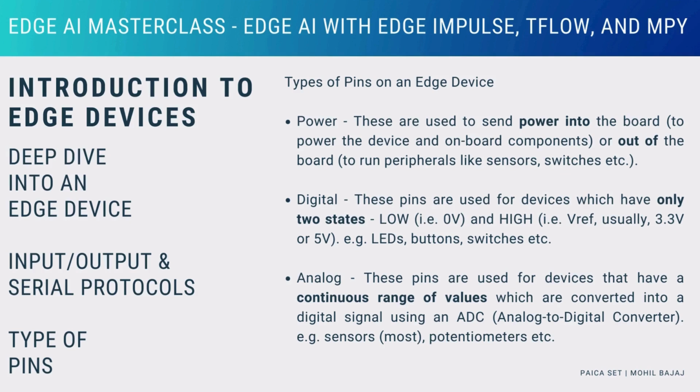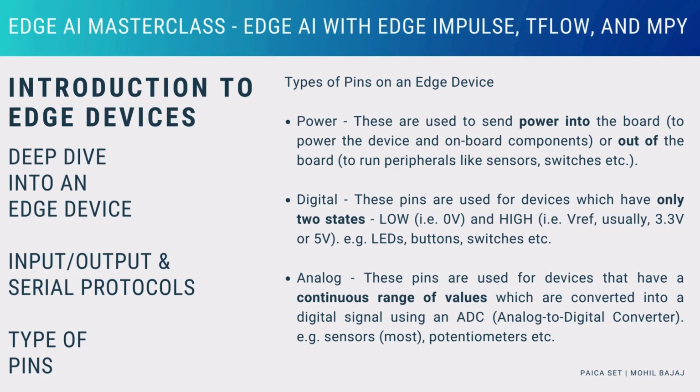In voltage terms, this can be 0 volts for low and 3.3 or 5 volts or VREF of the board that you are using for the high. For our Arduino Nano board, this high is 3.3 volts. This information again is available in the datasheet. Examples of digital devices are LEDs and switches.